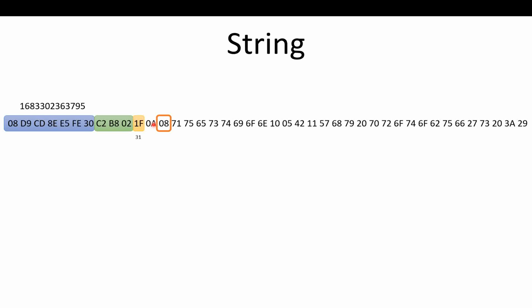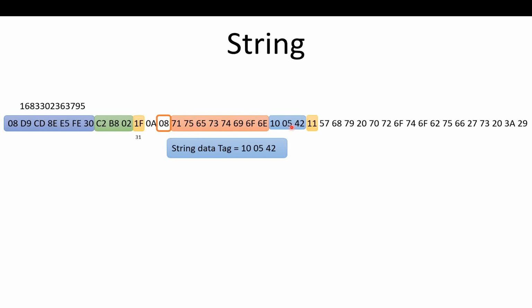0A means start of the label. 08 means how many characters are in the label, and in our case it's 8: 1, 2, 3, 4, 5, 6, 7, 8. Then the next one is the data type. So we're saying it's the data type 10.05.42, which means string.